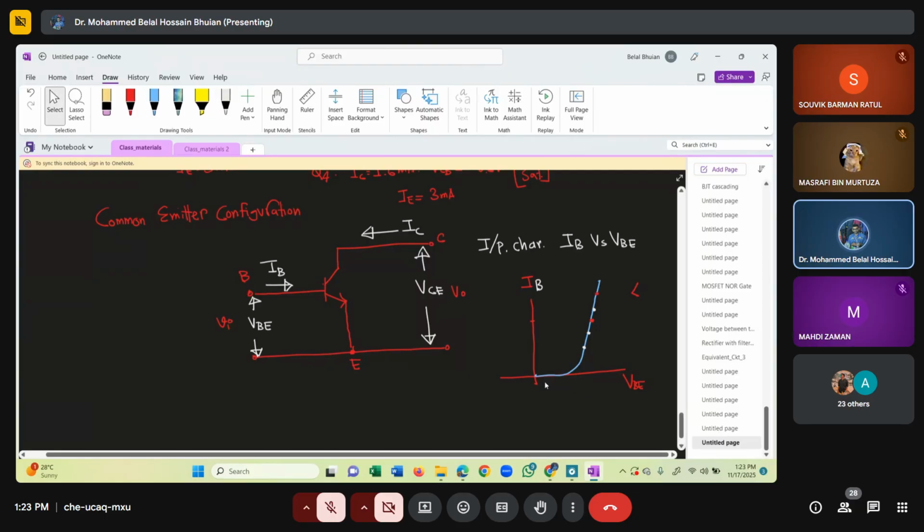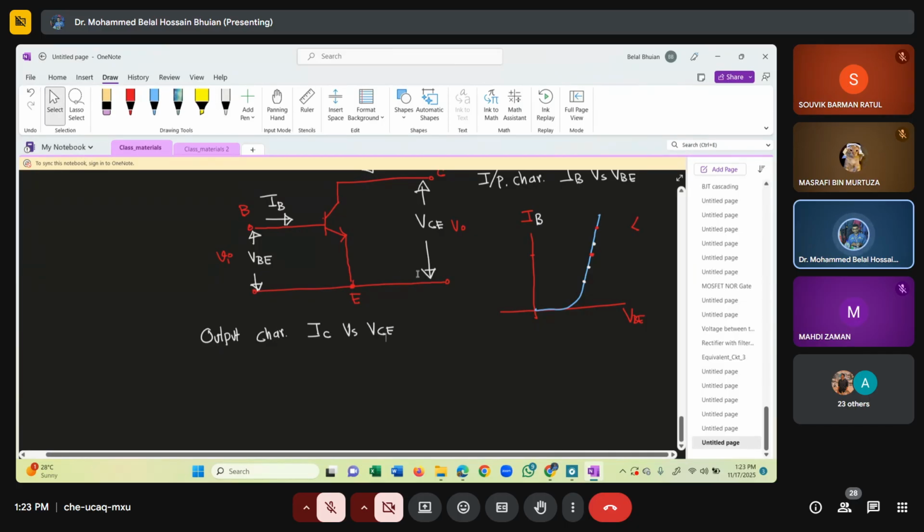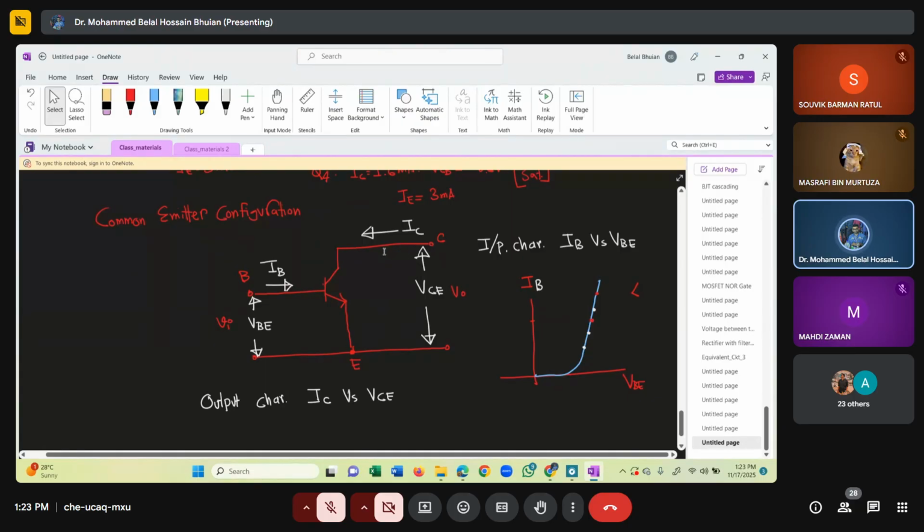How about the output characteristics? Output characteristics, IC versus VCE. For that, what should we do? We're going to conduct the same type of experiment as we did before. First of all, you are going to set the base current. In the previous case, we set the emitter current fixed. Now we're going to set the base current fixed and then change VCE.